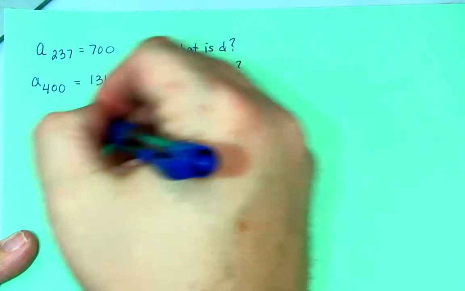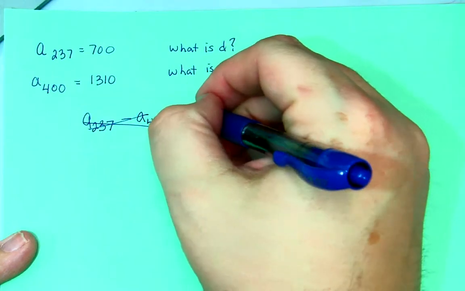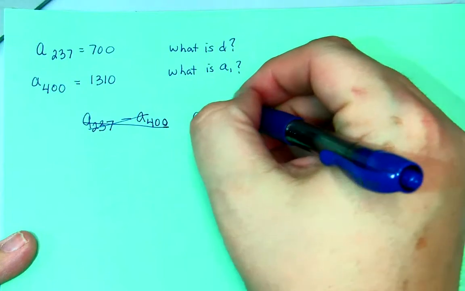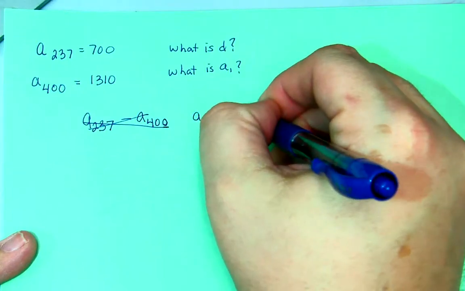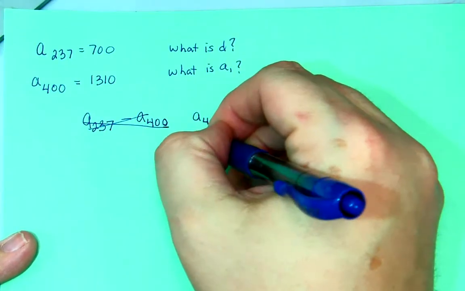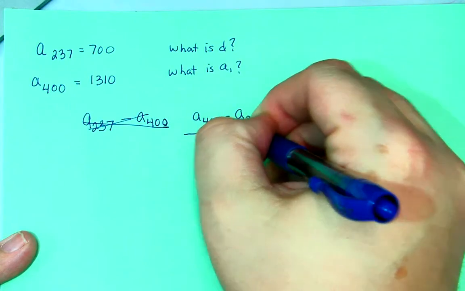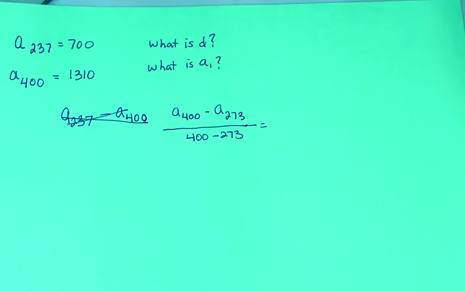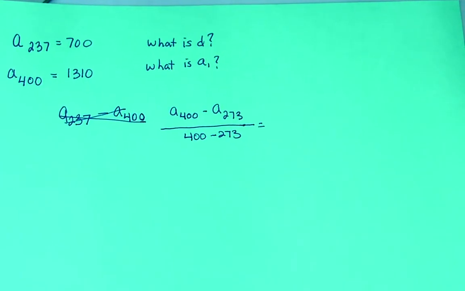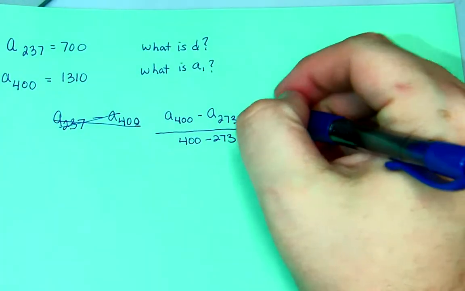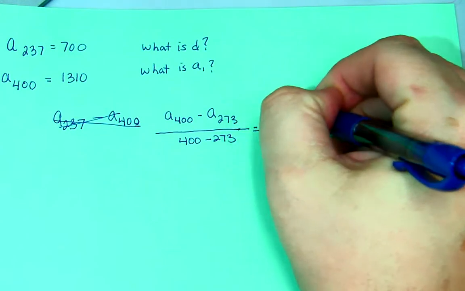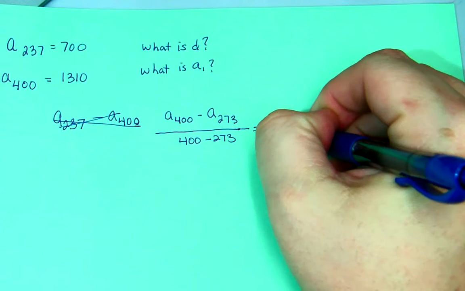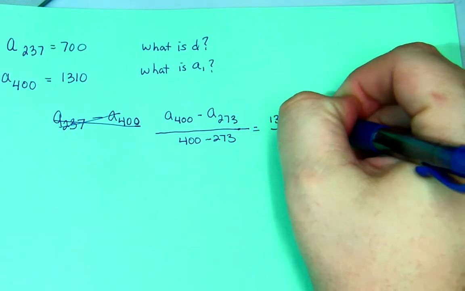Actually, we're not going to do that. Sorry, messed it up. You guys can laugh. It's okay. We're going to go A sub 400 minus A sub 273, and then we're going to divide by 400 minus 273. And that is going to give us, hopefully, D. So this would be 1310 minus 700 all over 400 minus 237.